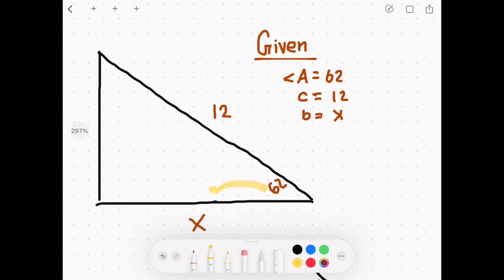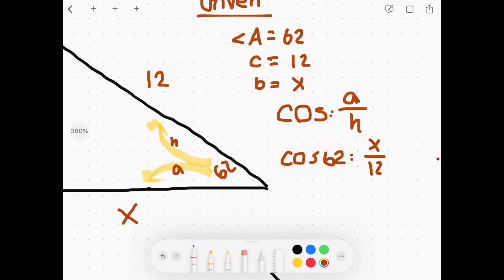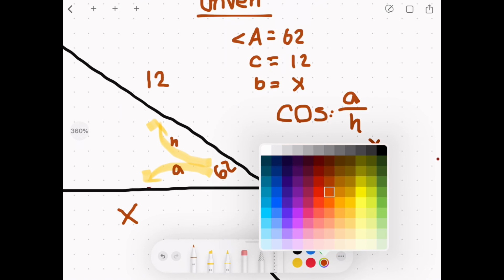To find what trigonometric function you have to do, you can see that relative to the angle, x is adjacent, and the hypotenuse, 12, is already a given. So you know that you're going to use the function of cosine, which is adjacent over hypotenuse, and then you plug everything in. Beautiful. I'm going to change the color here.